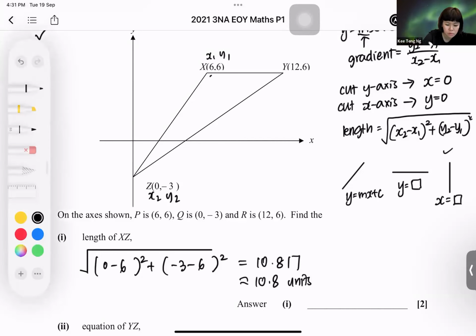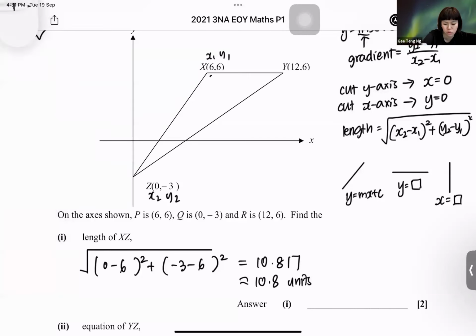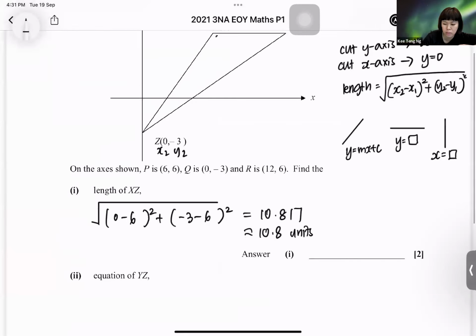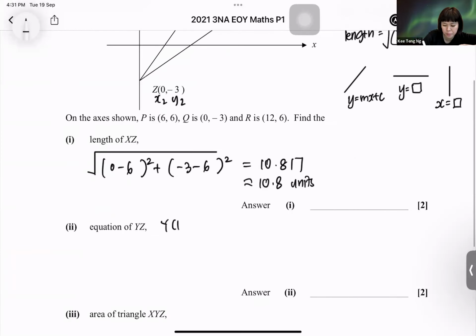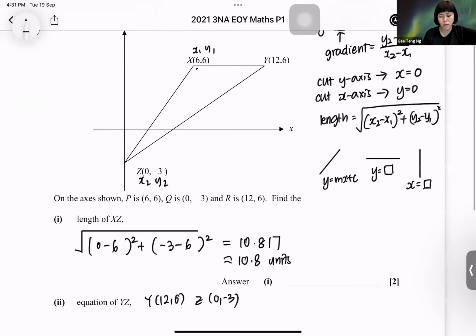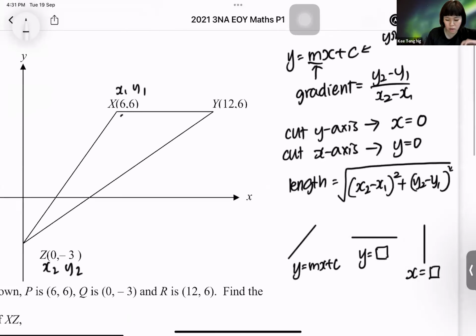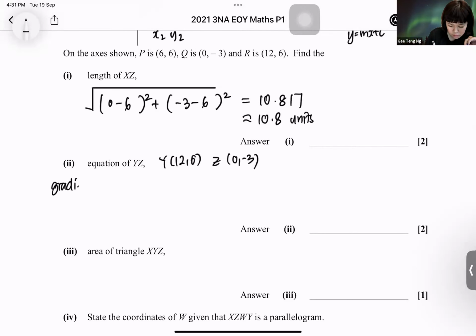Okay, recall that. So of course, there are a few different steps that we definitely must do. To find the equation of line yz, y is 12, 6. Wait, let me write down. Z is 0, -3. Firstly, find the equation of y equals to mx plus c, right? Find the gradient. y2 minus y1, 6 minus -3. Then x2 minus x1, 12 minus 0. I got a number 3/4.